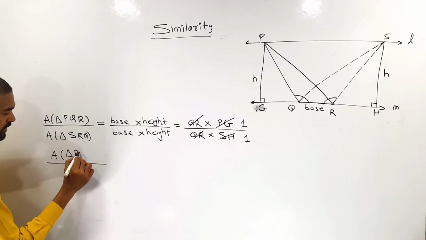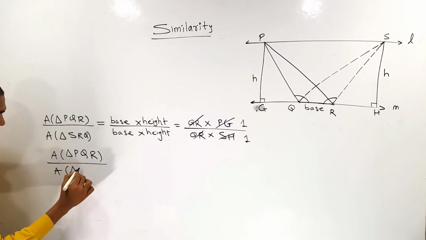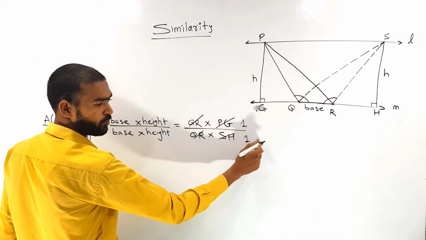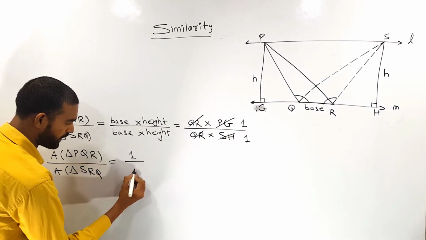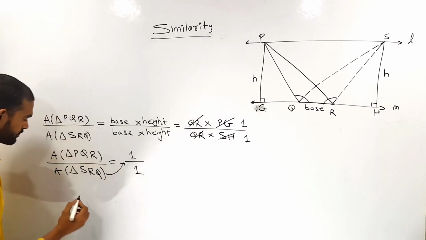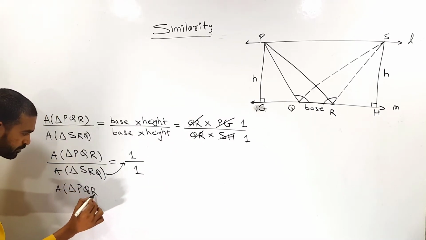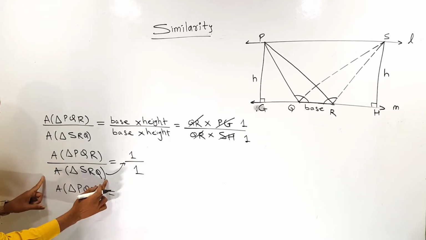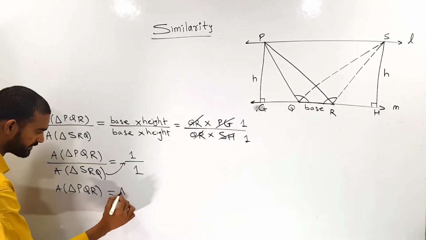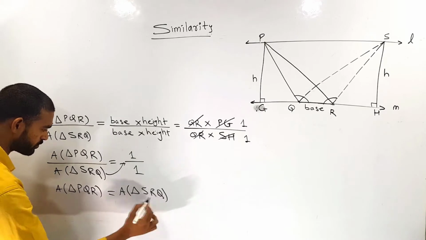the ratio of area of triangle PQR upon triangle SRQ is equal to, my final answer, 1 upon 1. So we will write here 1 upon 1. Now this will go there. So area of triangle PQR, my numerator, is equal to, this whole will shift that side, multiplied by 1. So we'll get the same thing, area of triangle SRQ.